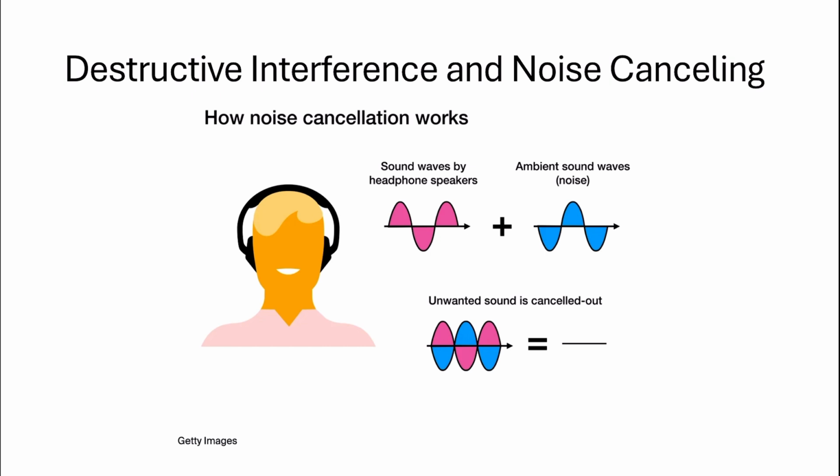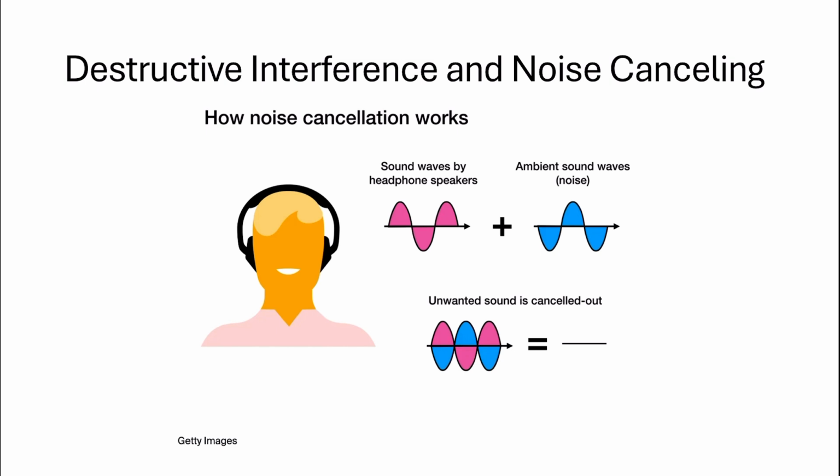Well, how does noise cancelling work? This slide explains that noise cancelling uses the principle of destructive interference to function. Noise-cancelling headphones produce sound waves that are the exact opposite, or inverted version, of the ambient noise around you.